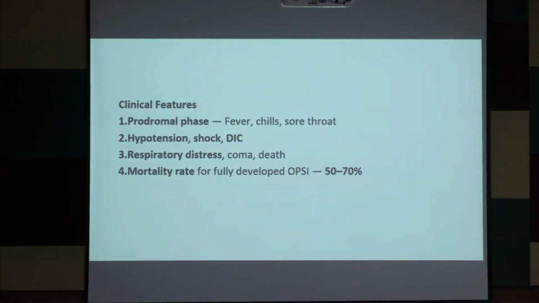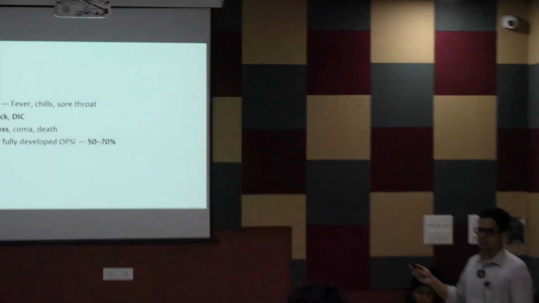For a fully developed OPSI, why sore throat? Because of pneumococcal pneumonia. Pneumococcus is more commonly seen in the throat, right? And obviously for a fully developed OPSI, the mortality rate is 50 to 70%, which is very high.